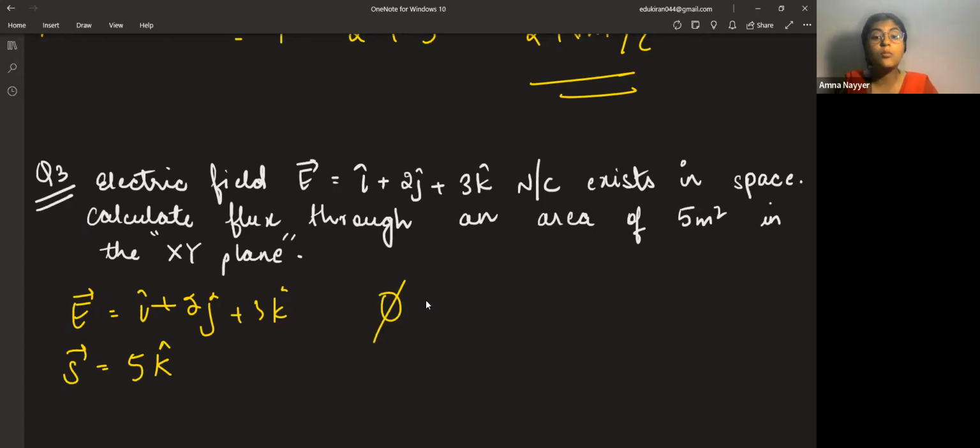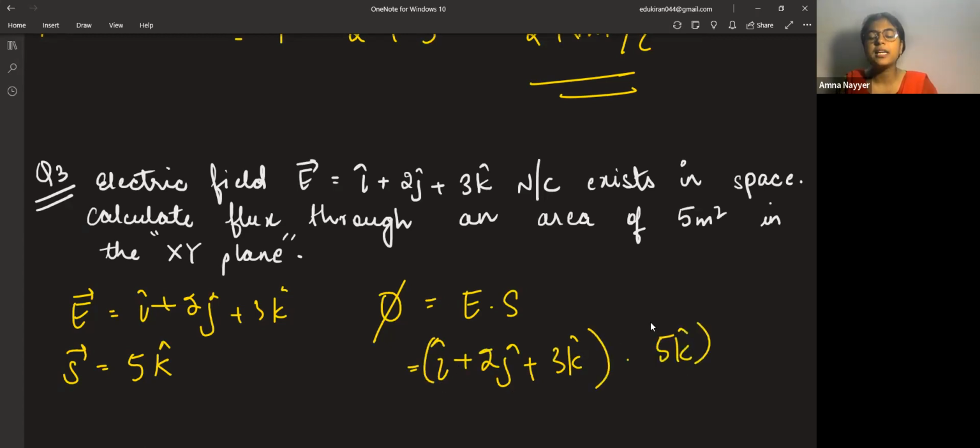Now you will calculate flux. Flux is simply E dot S. The electric field is I cap plus 2 J cap plus 3 K cap, dot product with 5 K cap. When I write 5 K cap, that means 0 I cap, 0 J cap. That's why I'm just considering 5 K cap. So 0 multiplied to I cap, there is no coefficient of I cap. There is no coefficient of J cap, it means 0 J cap. So this is 0. 3 from here multiplied by 5 from here gives 15 Weber.